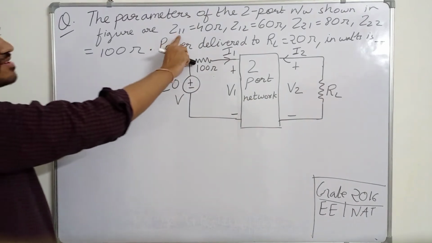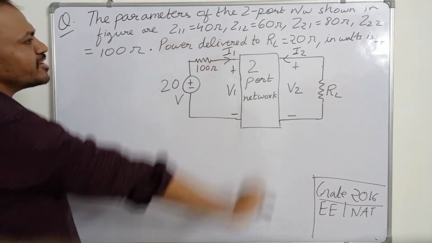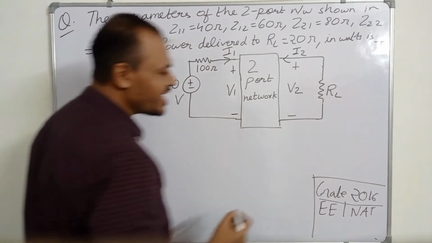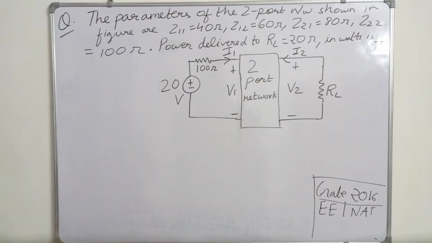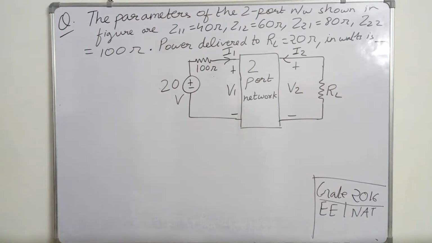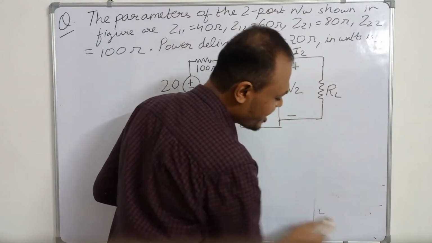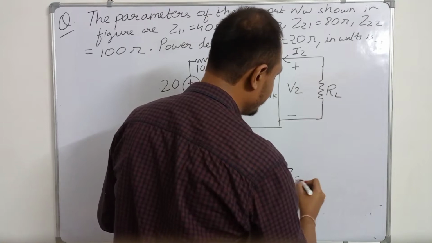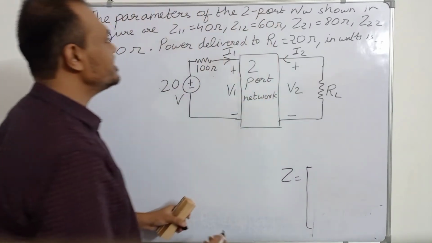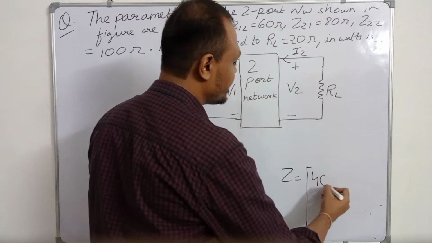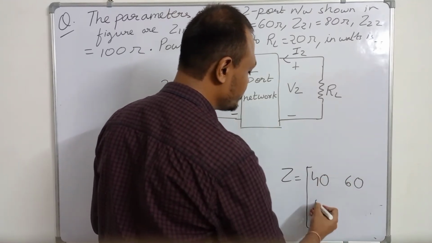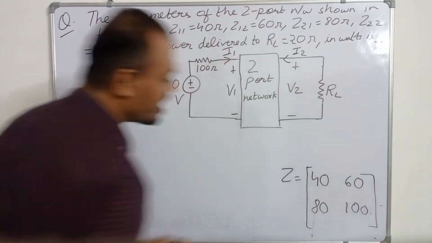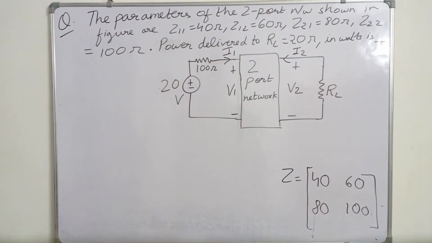So the parameters are given as Z11 equal to 40 ohm, Z12 equal to 60 ohm, Z21 equal to 80 ohm, Z22 equal to 100 ohm. So what we are given is the Z matrix, the impedance matrix. So I can write impedance matrix Z is equal to Z11 is 40, Z12 is 60, Z21 is 80, Z22 is 100. So the impedance matrix is given to us.